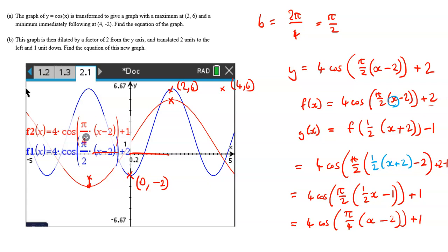Let's say that question is about as hard as I think it could get, but be prepared for it if you're looking at getting those very top marks.